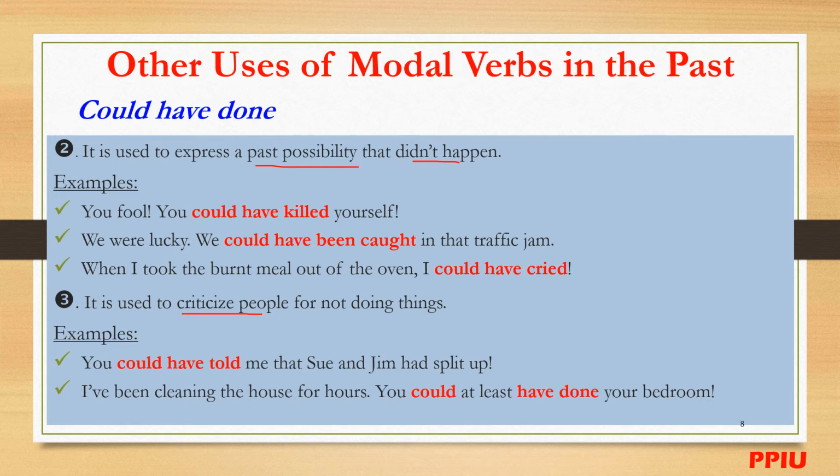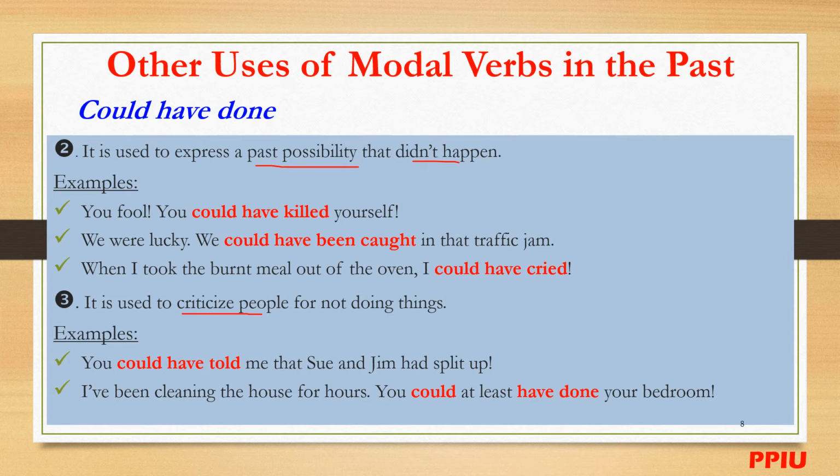So in short, regarding could have done, just remember the first one: you can use could have done to talk about a possibility that did not happen. The second one, you can use could have done to express a possibility that did not happen. And one last, you use it to criticize people for not doing things. All right, got it? If you have more questions, let's discuss later in the real-time meeting.